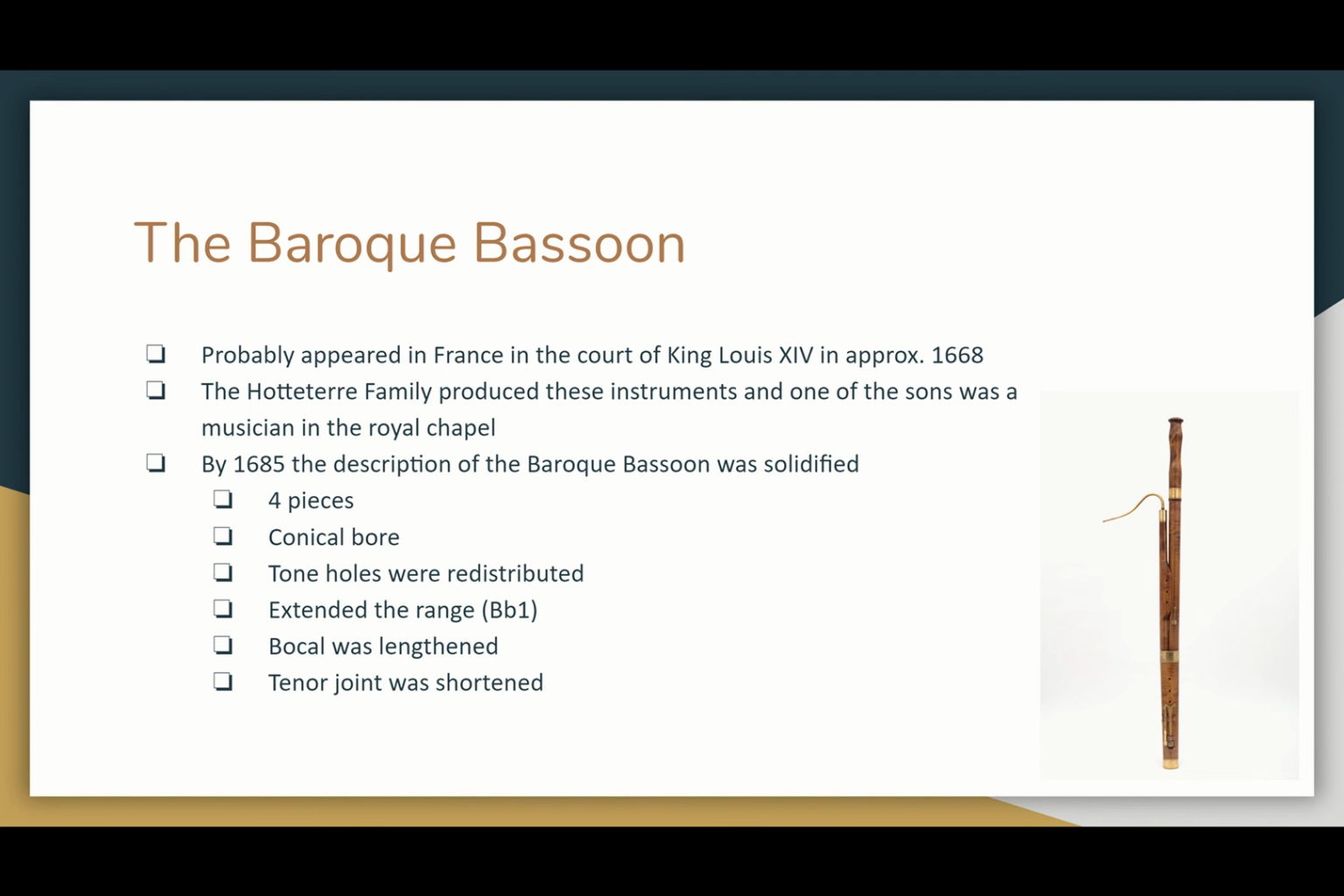Lastly, the crook, or bocal as it is now called, was significantly lengthened, and the tenor joint where it was attached was shortened. This changed the overall dimensions of the Baroque bassoon and is the layout for the instruments which we use today.